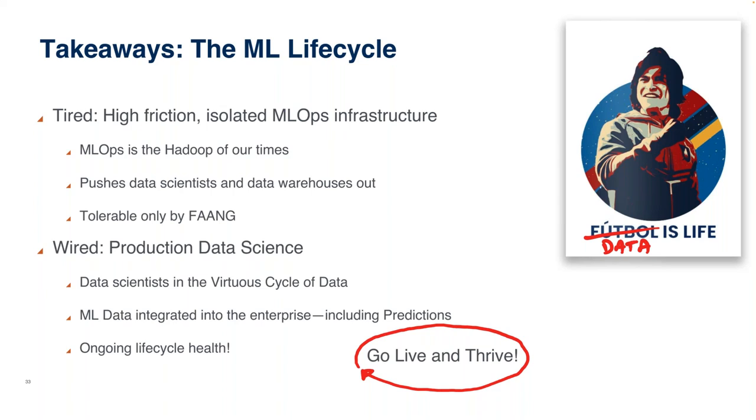So the right way to do this is what you might call production data science. That's a phrase that we're using, where you get those data scientists into that virtuous cycle by making the ops problem go away, right? We're going to talk about how to do that in a second. If you can do that, you can also get your machine learning data integrated into the enterprise data warehouse that makes predictions live side by side with real data, so to speak. And you get this ongoing lifecycle health where you not only go live with the model, but you thrive over time.